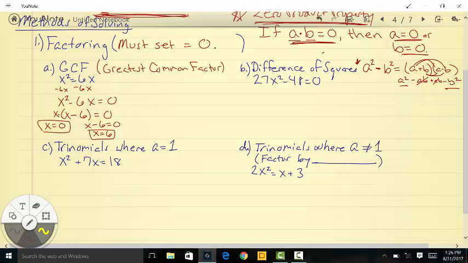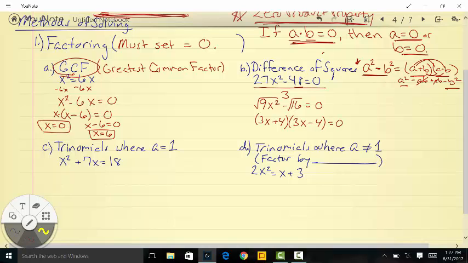Now 27 and 48 cannot be square rooted. They're not perfect squares. However, we can always fall back to the GCF method. 27 and 48 can both be divided by 3. If we divide this entire equation by 3, we get 9x squared, take away 16 is equal to 0. Now, 9x squared can be square rooted. The square root of 9x squared is 3x. 16 can be square rooted. The square root of 16 is 4. So according to this rule, two perfect squares subtracted is equal to the square roots added and the square roots subtracted. So this will factor to 3x plus 4 times 3x minus 4.